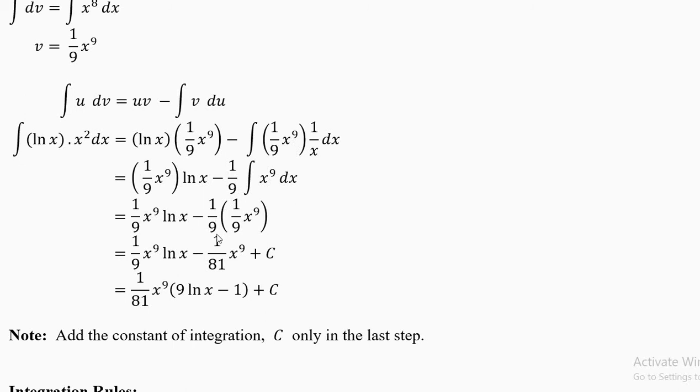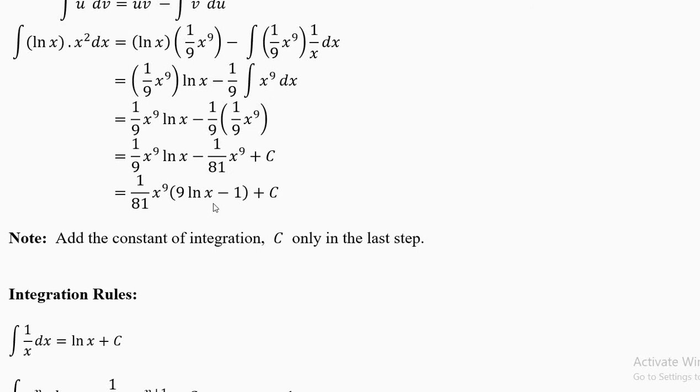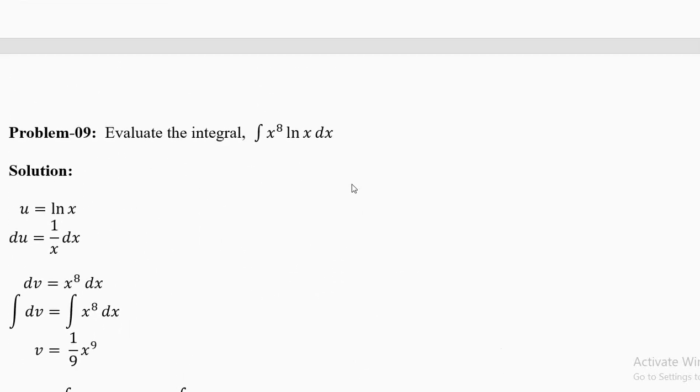You will get 1 over 9 outside and 1 over 9 inside, which is 1 over 81 with the minus, 1 over 81 x power 9 plus c. Again you can take x power 9 common and write it as 1 over 81 x power 9 bracket 9 ln x minus 1 plus c. Add c in the last step. You can again differentiate and check the answers as required.